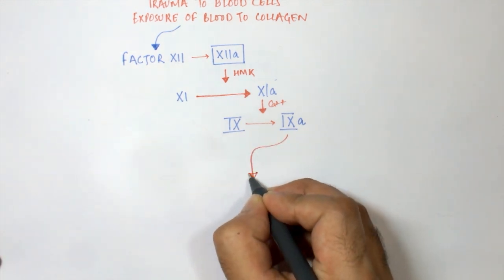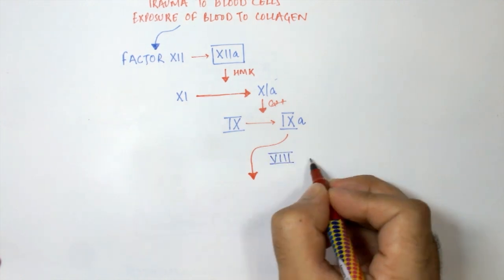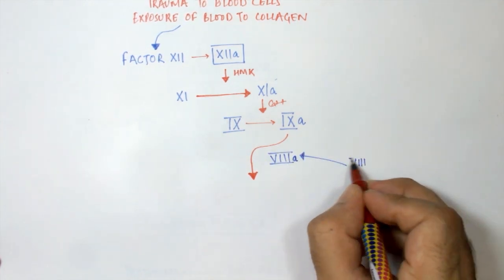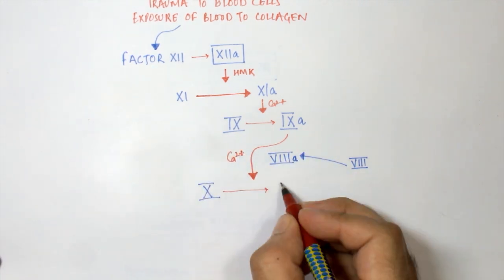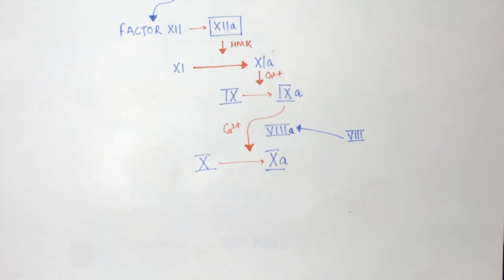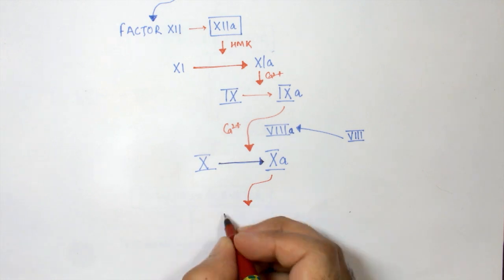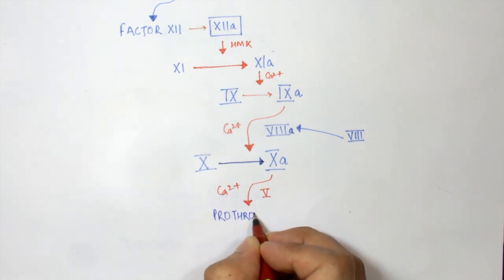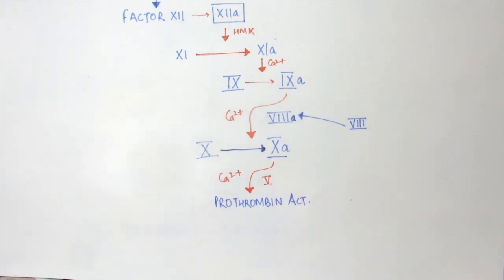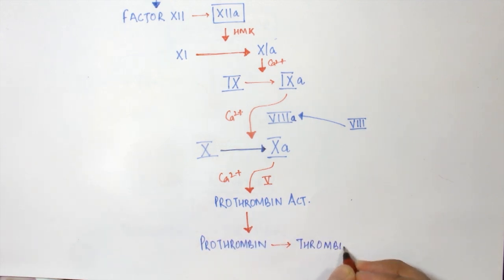And then factor number 9, which is activated, in the presence of factor number 8A, which is derived from factor number 8, combines with the calcium ions and causes the activation of factor number 10. And then the events are almost the same as those of the extrinsic pathway, that is, combination of the activated factor 10 with calcium ions and factor 5 and formation of a prothrombin activator. And the prothrombin activator subsequently acts on the prothrombin, forming thrombin.